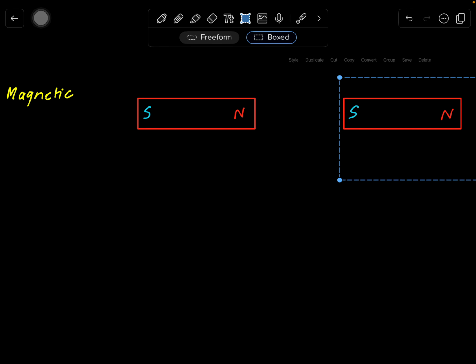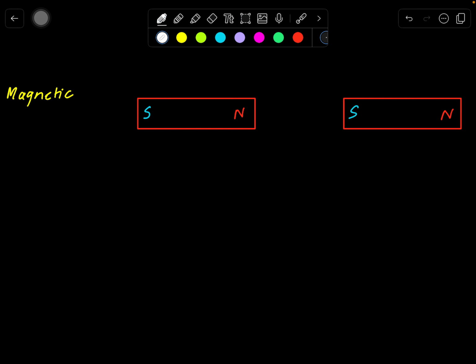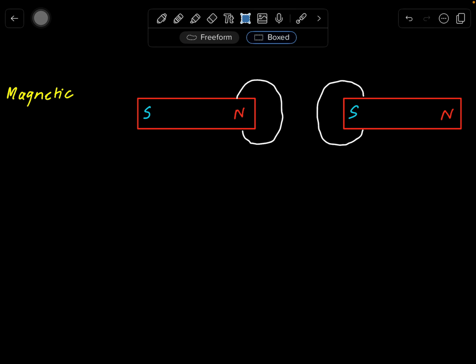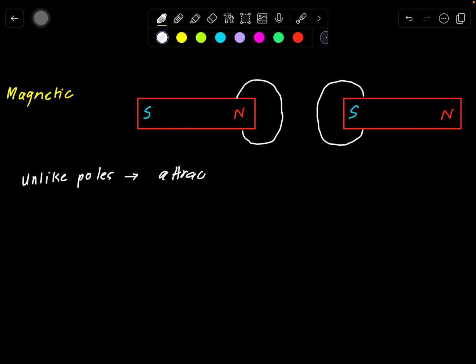So this is a field in which the magnet can attract or repel another magnet. Remember that unlike poles attract and like poles repel.